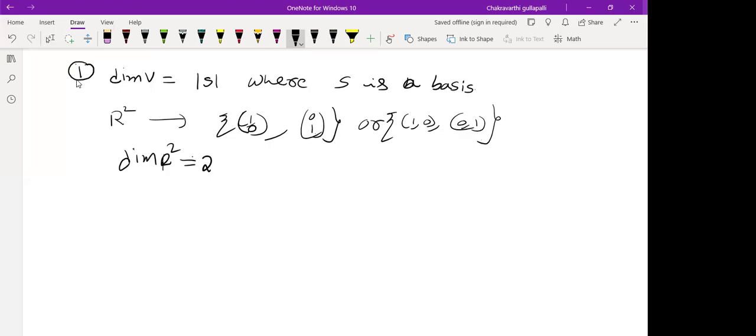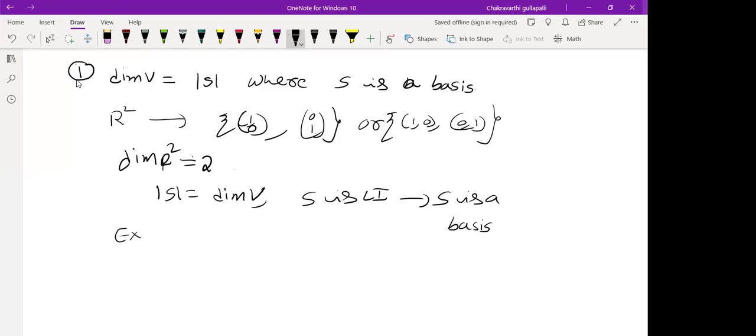How to identify a basis? Once you know the dimension, if the cardinality of S is equal to the dimension, and if S is independent, then automatically S is a basis. This is what we discussed. Then one more way of finding this: S is independent, and any two bases should contain the same number of vectors. That is called the dimension theorem. Every finite dimensional vector space will have a basis. That is called the existence theorem.